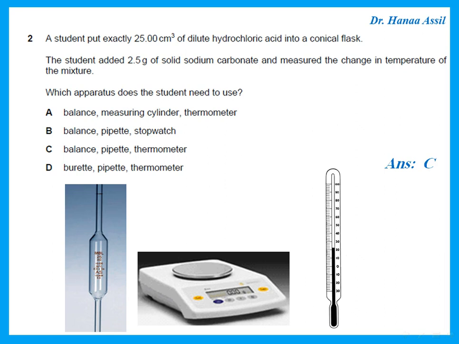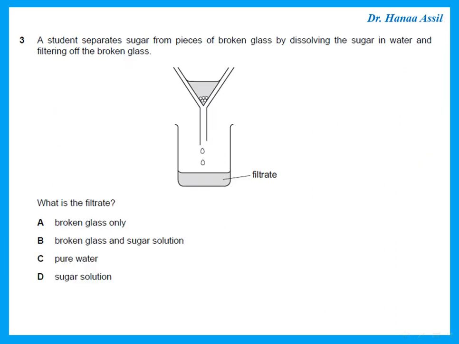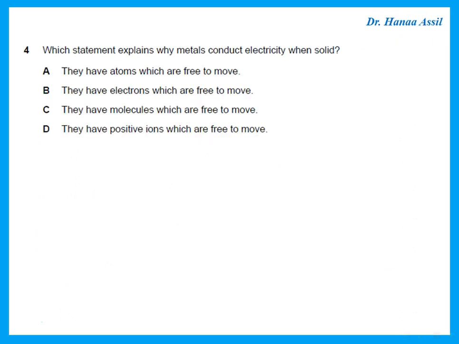So that is C. Then a student separates sugar from pieces of broken glass by dissolving the sugar in water and filtering off the broken glass. Of course, when he does the filtration, the broken glass will be collected in the filter paper as residue. So what would be the filtrate? The filtrate will be the sugar dissolved in water.